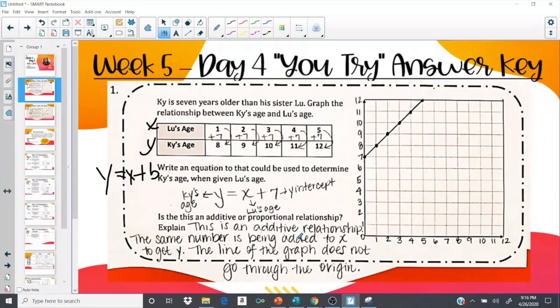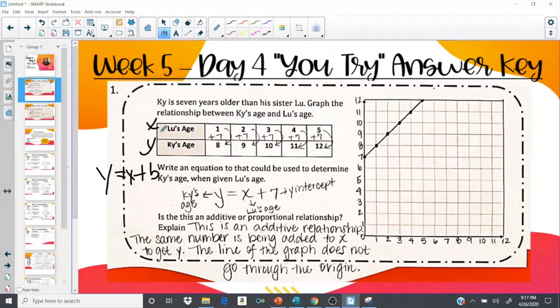Is this an additive or proportional relationship? This is an additive relationship. The same number is being added to X to get Y. The line of the graph also does not go through the origin. Therefore, this relationship is additive. It is not proportional. And lastly, to graph the line that represents this relationship, you would just graph the ordered pairs created from the table.